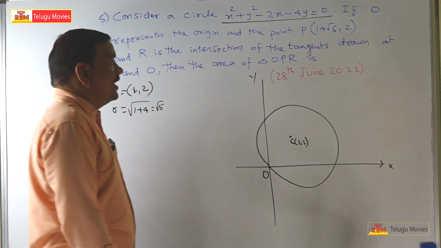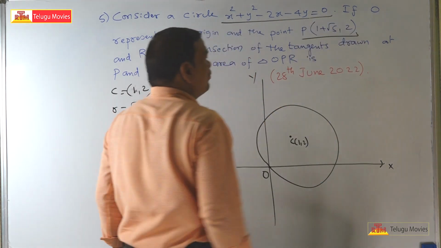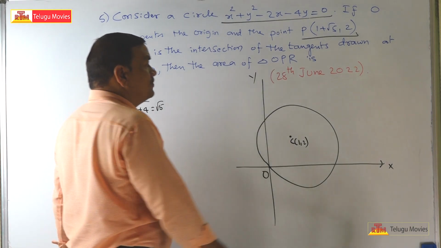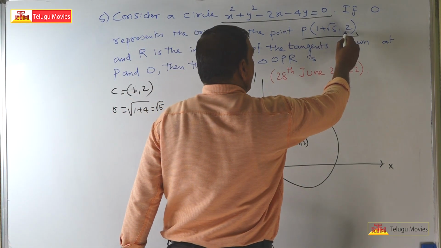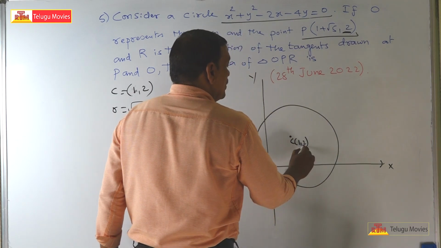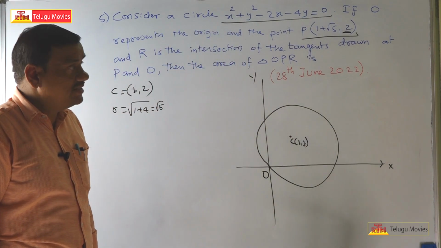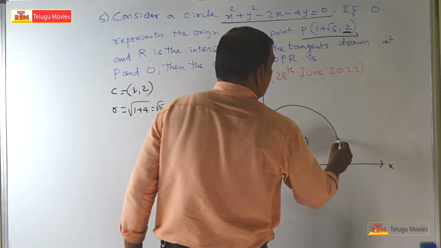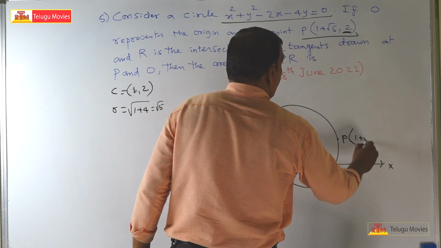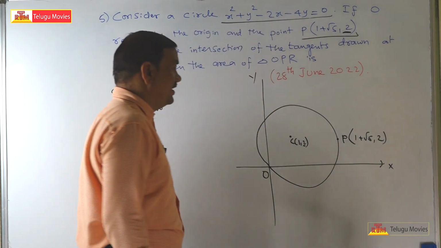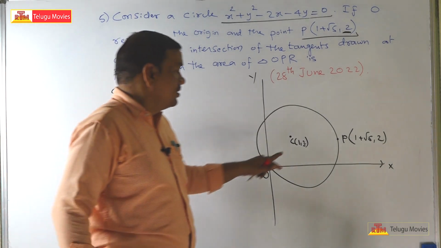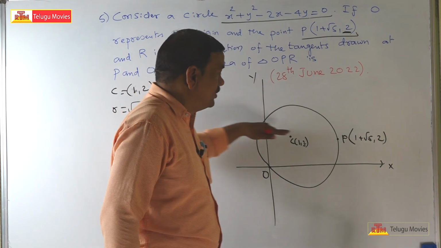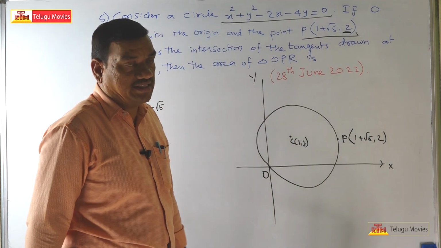Okay, now let us take another point also given. What is that point? P is 1 plus root 5 comma 2. If you observe 1 plus root 5 comma 2, here the y coordinate is 2, here also the y coordinate is 2. That means these 2 points are collinear. That means your point must be here. This is P, 1 plus root 5 comma 2. Very good. How can you say that? Here the y coordinate is 2, therefore here also the y coordinate is 2. Therefore, the line passing through C and P should be parallel to the x-axis.